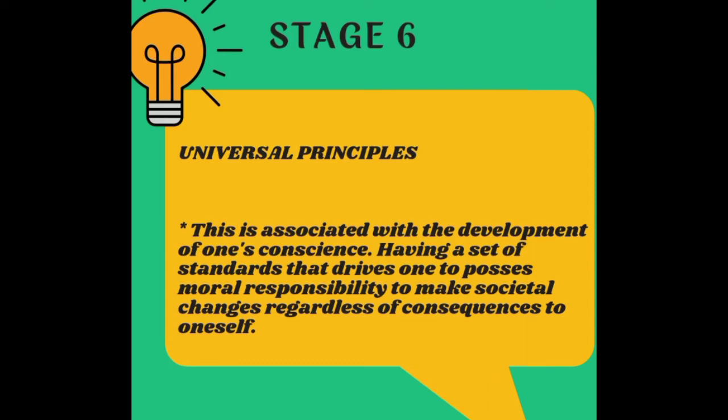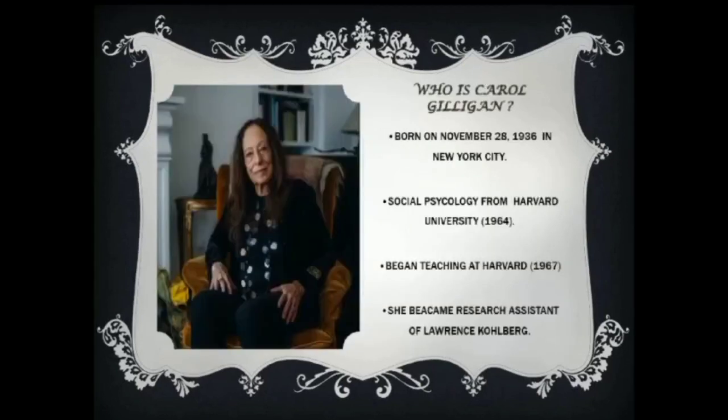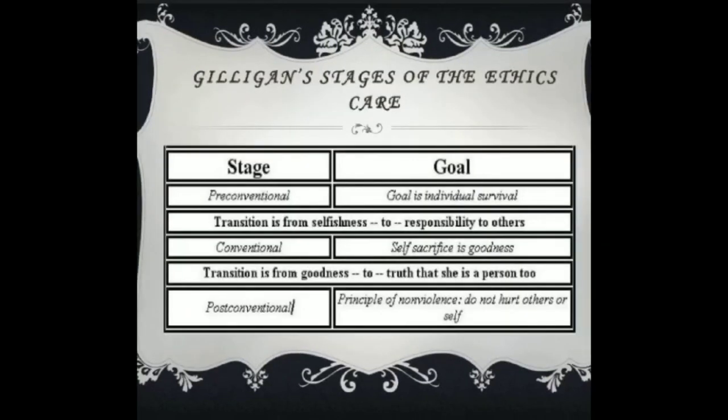To proceed to the other reporter. Hi everyone, I am Regine de la Peña and I will be the reporter for Carol Gilligan's theory of moral development. So, who is Carol Gilligan? Carol Gilligan was born on November 28, 1936 in New York City. She earned a degree in social psychology from Harvard University in 1964, began teaching at Harvard in 1967, and became a research assistant of Lawrence Kohlberg. Next, we have Gilligan's stages of the ethics of care.